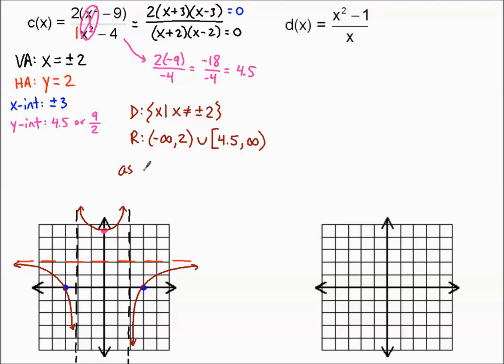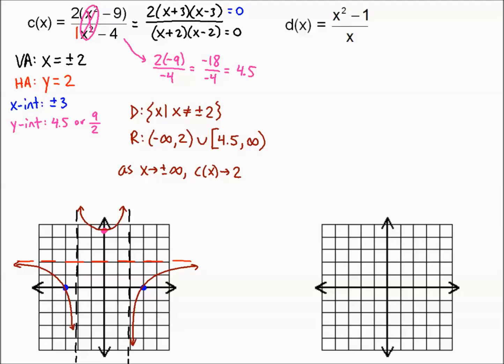Let's talk about end behavior. Both ends are doing identical things with rational functions. They're both trying to approach the value of this horizontal asymptote, which is the value of 2. This is c of x, and it will be approaching 2 on both ends.